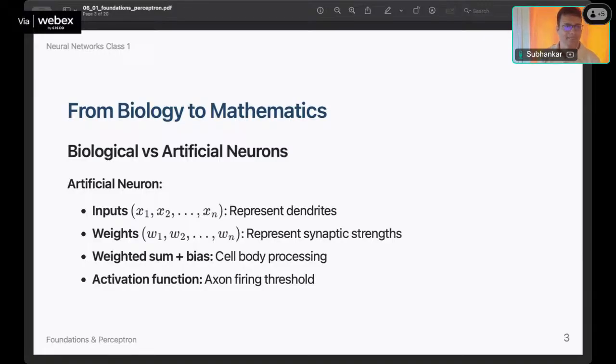Instead of dendrites, what we have is basically inputs, and the inputs are numerical. In a real problem, these might be, for example, pixel values in an image, or features like temperature, humidity, or time of the day in a weather model, right? So these are all inputs. And weights are the synaptic strengths. A large positive weight means that this is a very important signal and should be amplified.